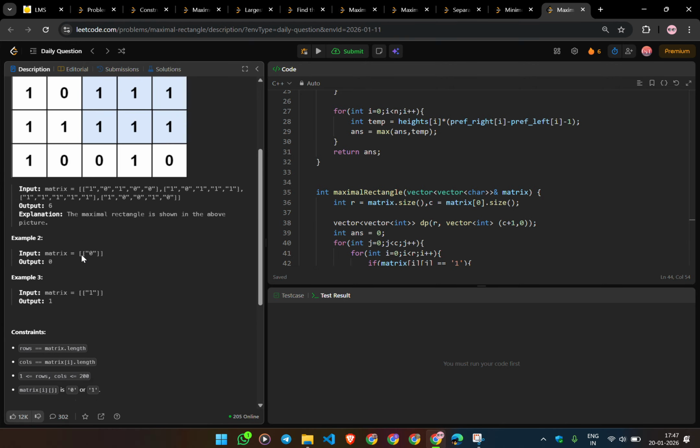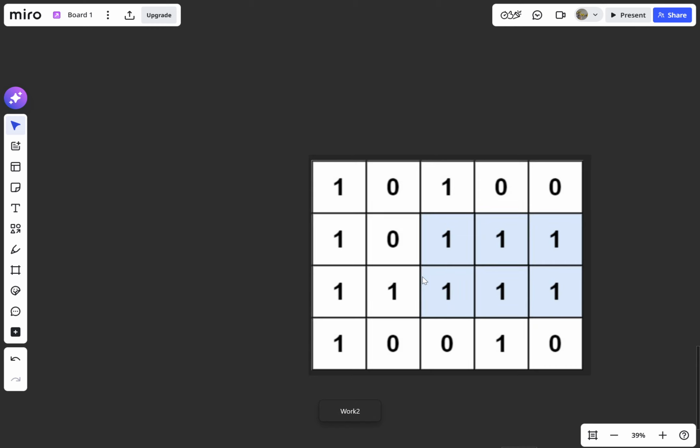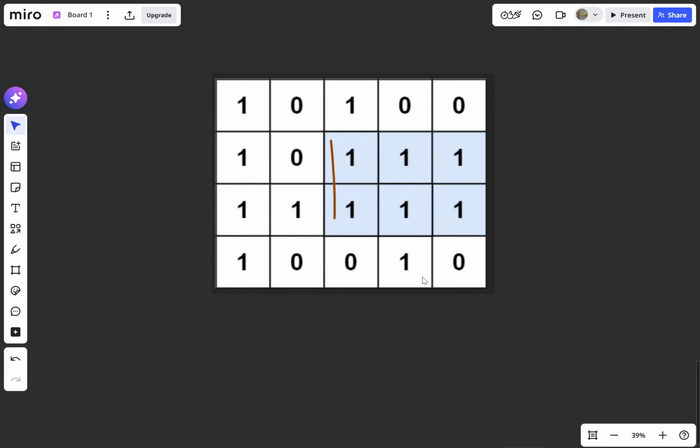Let's see this example here on the whiteboard. Here the largest rectangle which has only ones, we have to return its area. Area means length into breadth. By observation we can see that this is 2 by 3. This 2 by 3 gives an area of 6, so our answer should be 6. Now how will we get this? How will we get to know that this is the largest area?